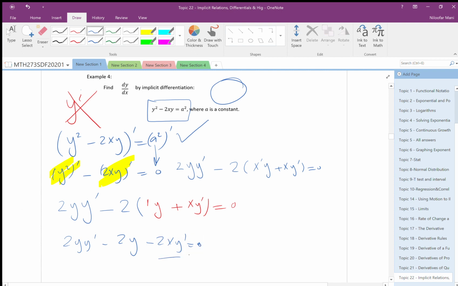Then you have this and this, both with y prime. So I have to solve for y prime. I want to find y prime. I do derivative of both sides, then derivative of one by one. Wherever I see y, I multiply with y prime, and then I have to factor. So it is 2y prime minus 2x y prime on one side, 2y on the other side.